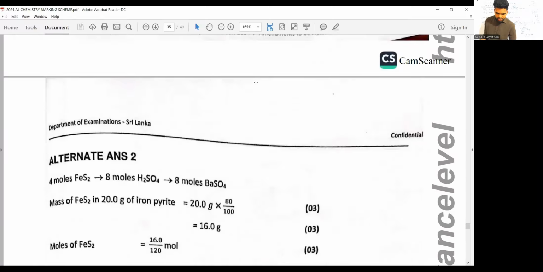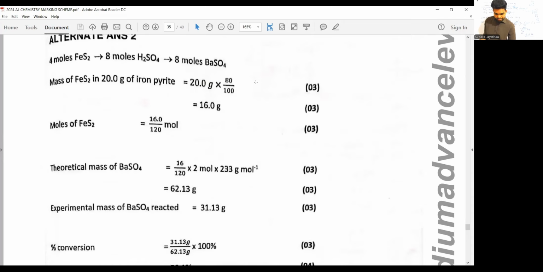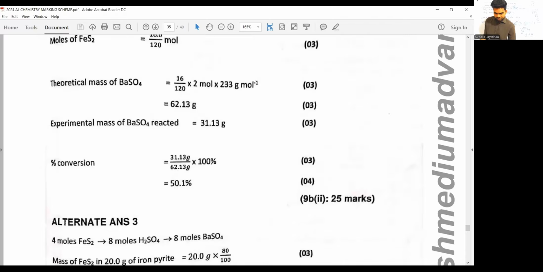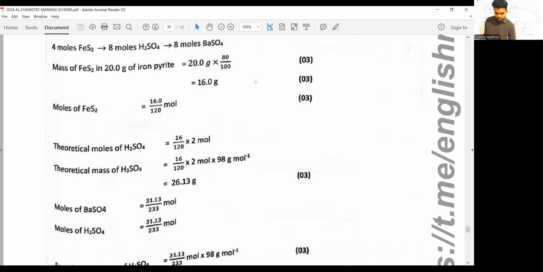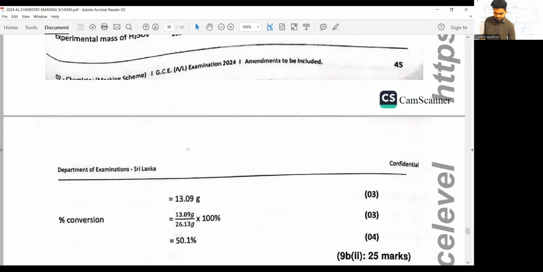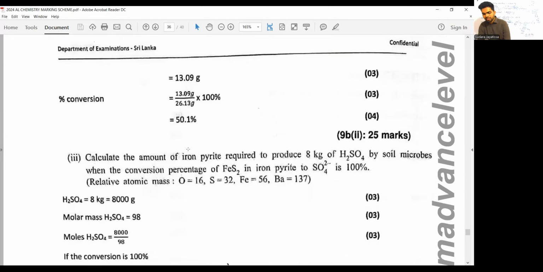And then there are other alternative methods. You can see this. Here, barium sulfate again, 50.1. And this one, they have gone with the sulfuric moles, same thing. Okay, so then that's it. Is that clear now? It's better to do the simplifications at the end, no? Then we will also get a very close answer to 50.1. Then this is the last part.